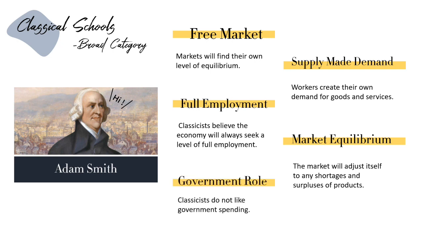The last one is the government role. Classical economics do not like government spending, and they especially don't like government debt. They would prefer a balanced budget because they do not believe the economy benefits from higher government spending.